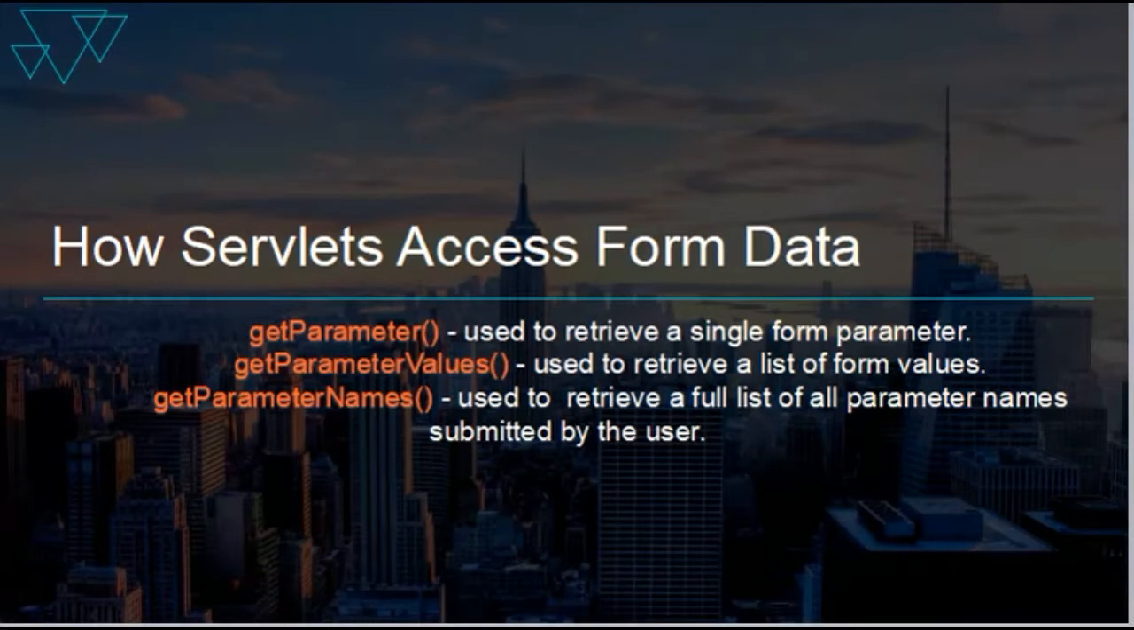Then getParameterNames. It is used to retrieve a full list of all parameter names submitted by the user. It returns an enumeration object. By cycling through the enumeration object, you can obtain the names of all parameters submitted to the server. Note that the Servlet API does not specify the order in which parameter names appear.